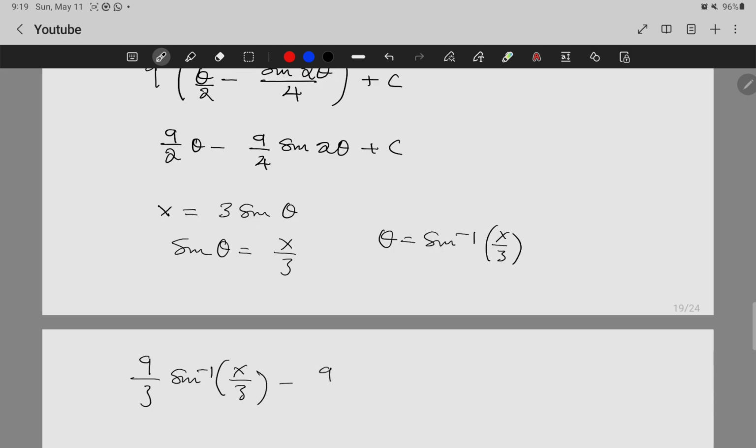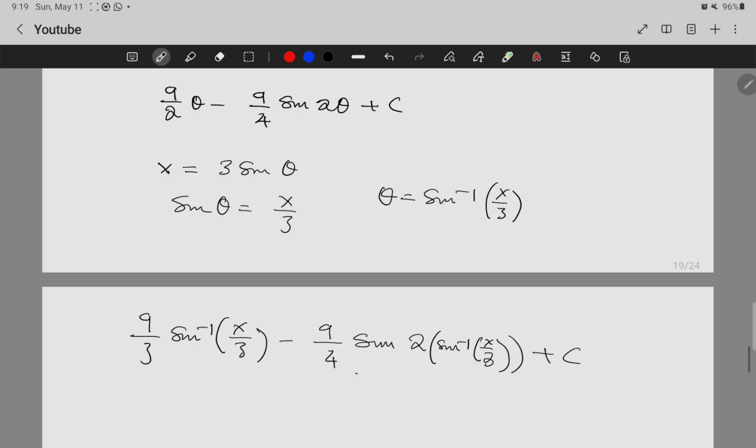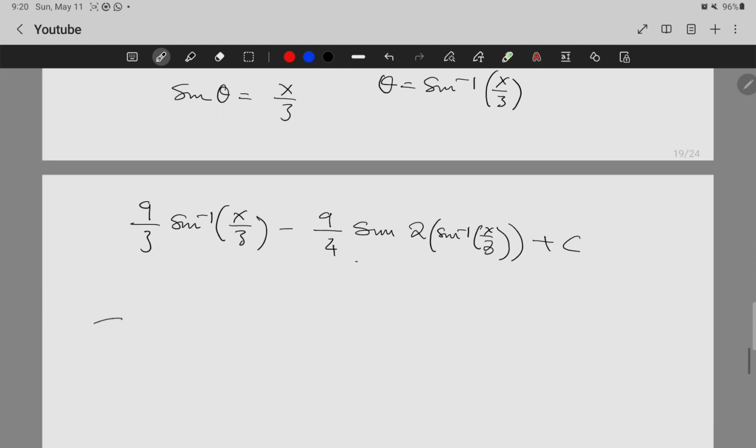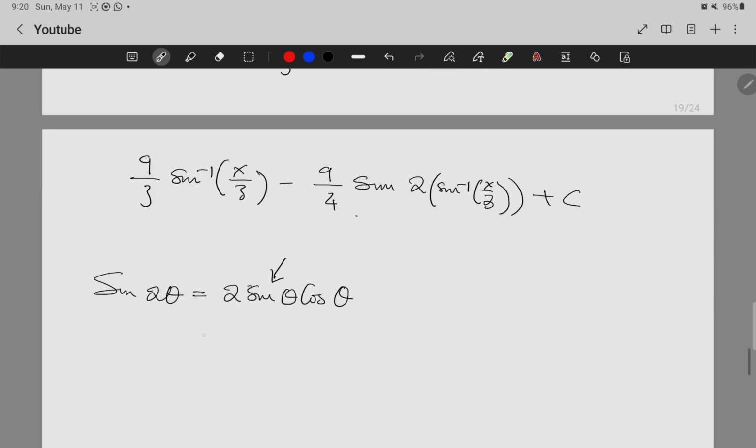But the problem is, in that second part where we have 9 over 4 sine 2 theta, are we going to say this is sine of 2 times sine inverse, because we have that theta there? This doesn't look good. This is the problem. So you now want to find a way of presenting sine 2 theta properly. To understand what sine 2 theta is, we recall the identity: sine 2 theta equals 2 sine theta cos theta. We already know sine theta is just x over 3.